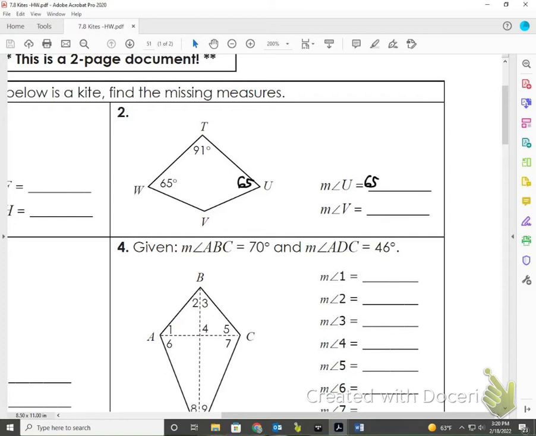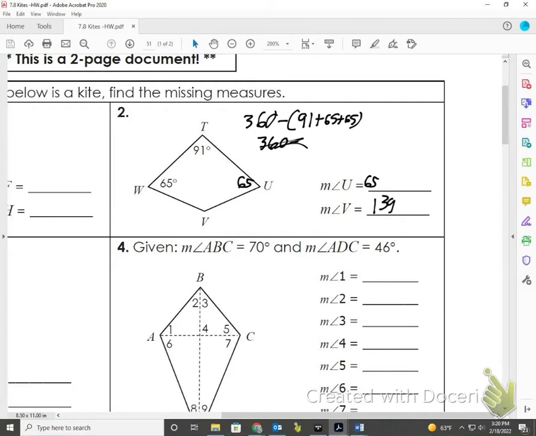And then V, we know that all three of these have to add up to 360 because it is a quadrilateral. We know that the interior angles of a quadrilateral have to add up to 360. So we go 360 minus 91 plus 65 plus 65. So we have 360 minus 139. So that's 139 down here.